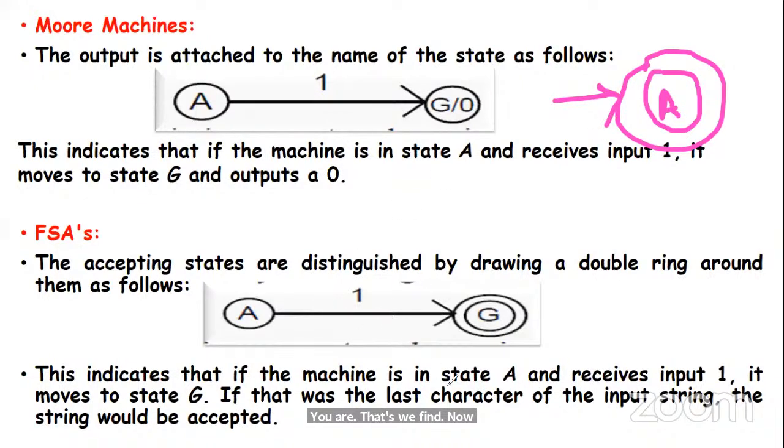So what this one is saying is that if the machine is in state A and receives input 1, it moves to state G, and that state is the acceptance state. So if that was the last input character on the input string, the string will be accepted.